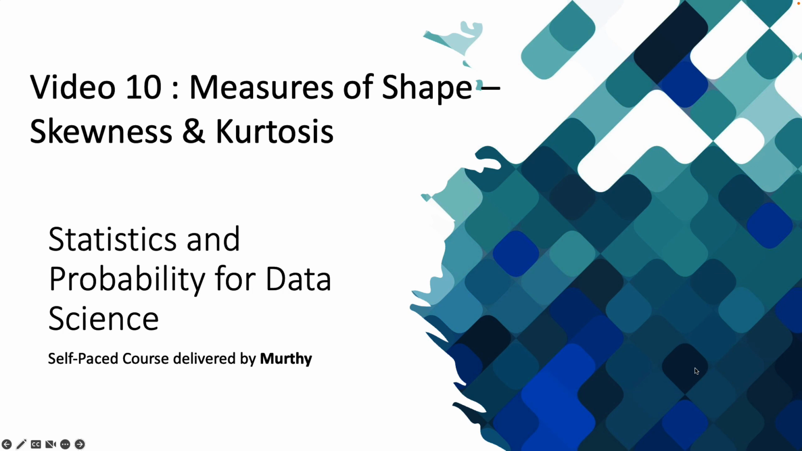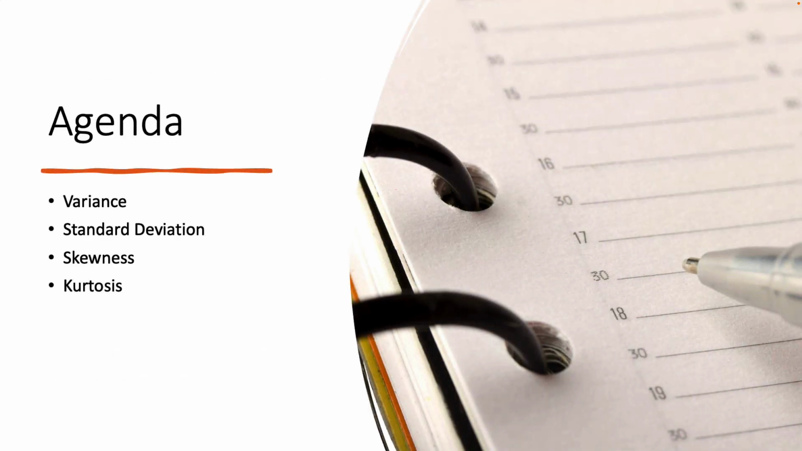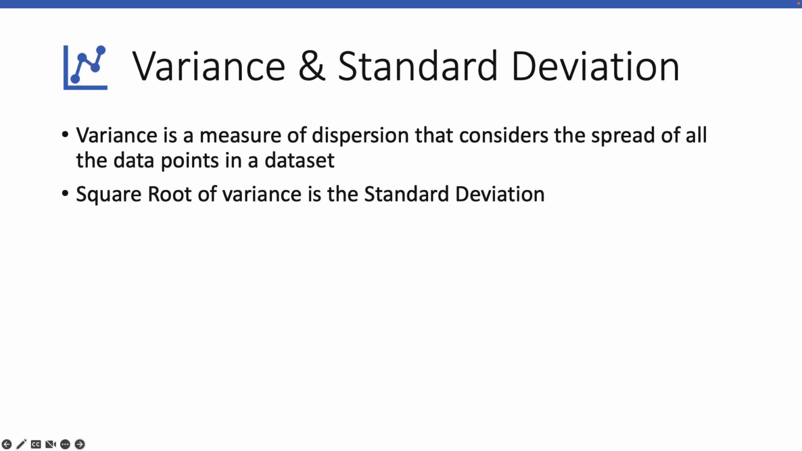So team, as we progress in today's session, we will understand skewness and kurtosis, which come under measures of shape. The agenda of this video is to understand the concepts related to variance and standard deviation, and then also the concepts of skewness and kurtosis and why they are important when it comes to data science. So let's get started and begin by understanding variance.